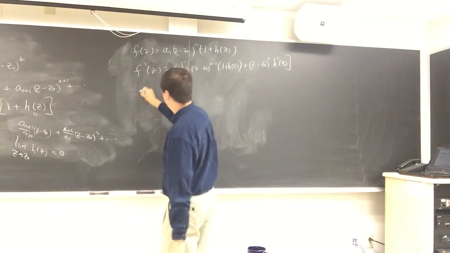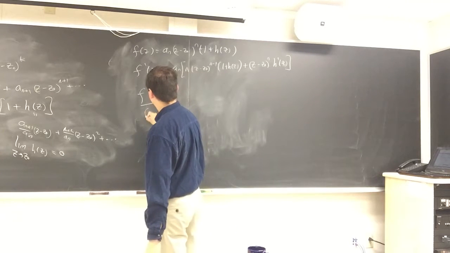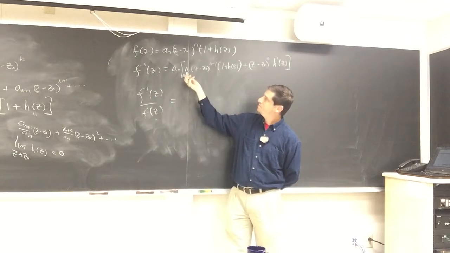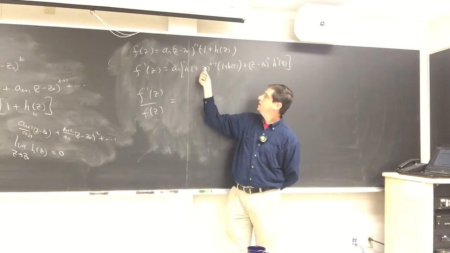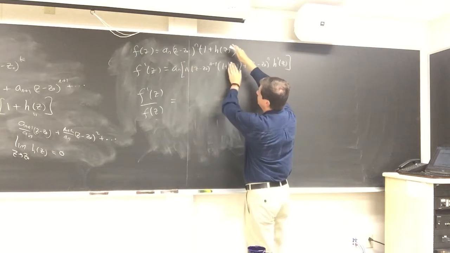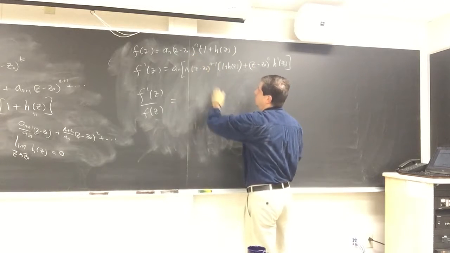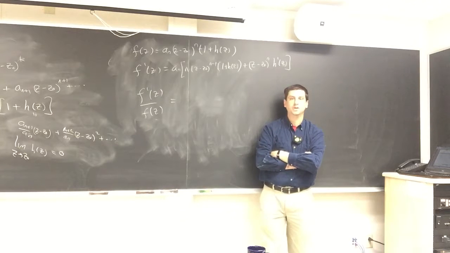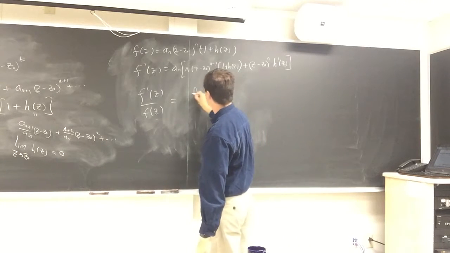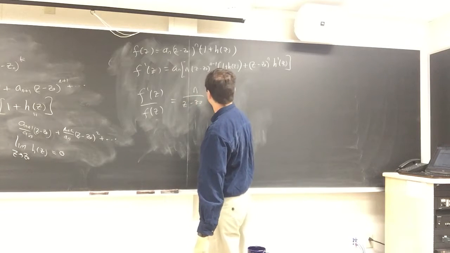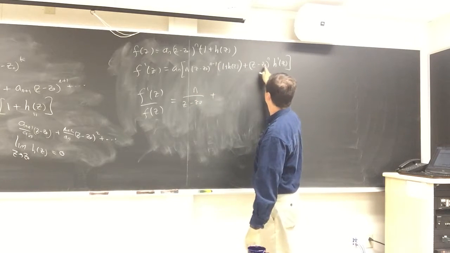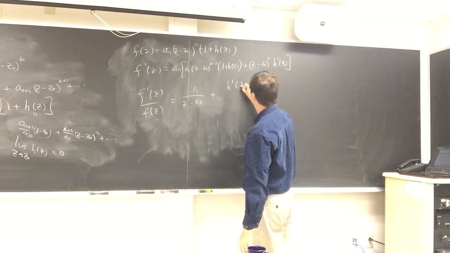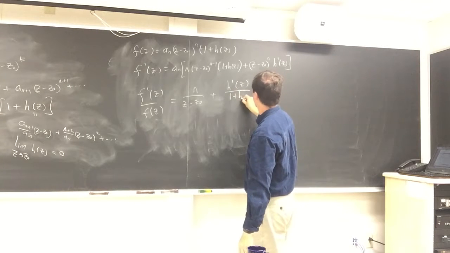We're going to look at f prime of z over f of z. This turns out to be a really good expression to look at. If we divide by f of z, the a_n's cancel. The first term, when we divide by f of z, the 1 plus h of z's cancel. We have a z minus z naught to the n in the bottom, a z minus z naught to the n minus 1 in the top. So the first piece is just n over z minus z naught. The next piece over here, z minus z naught to the n cancels that, the a_n's cancel, and I'll get h prime of z over 1 plus h of z.